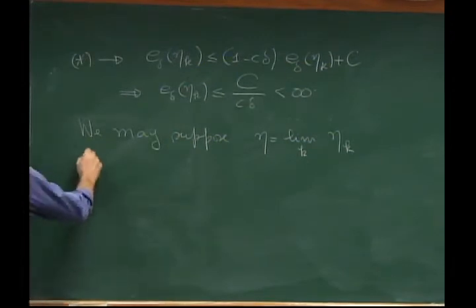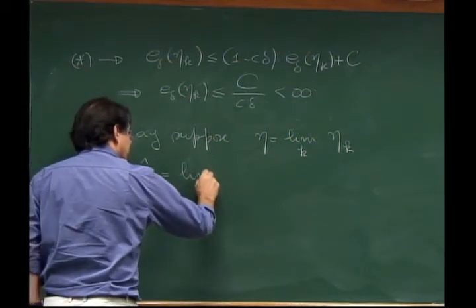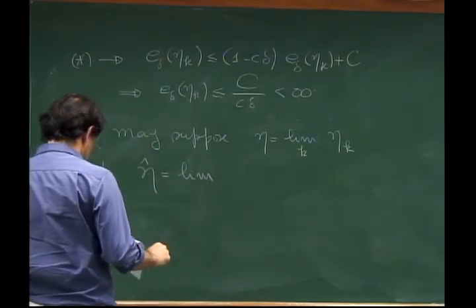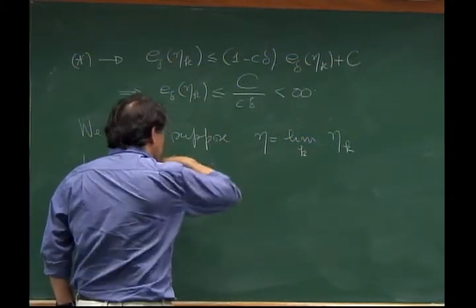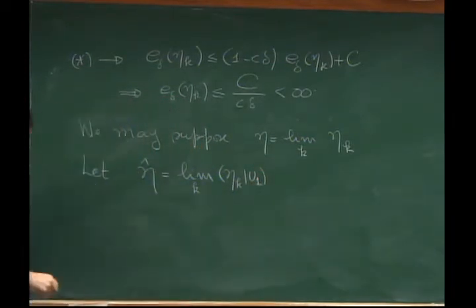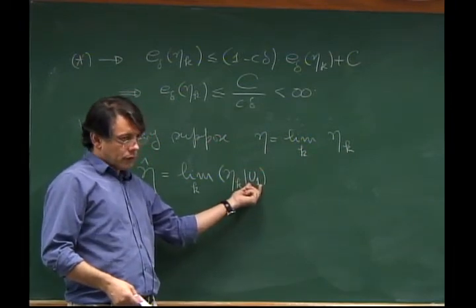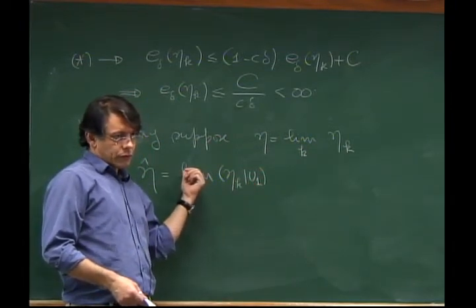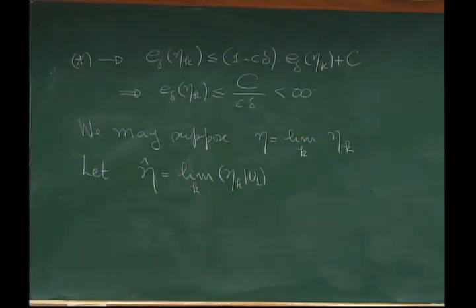And let us call eta hat the limit, or again accumulation point, of eta k restricted to u1. Well, morally speaking, if eta k converges to eta, its restriction to u1 should converge to the restriction of eta to u1. But that's not true in general. The weak star topology doesn't imply that.